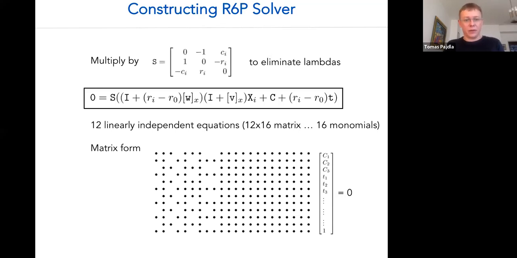So we have 12 linearly independent equations, which can be written in a matrix form. So we can put down on the right-hand side unknowns like C's, T's, actually W's, and also products of those elements. And into the matrix, we put the coefficients which multiply these monomials of unknowns. And by that, we will see that we have a 12 by 16 matrix, because there are some products of unknowns, like for instance, in this case, V and W, which will appear somewhere in this list. So we will have more monomials than only unknowns. So despite we are looking for W, V, C, and T, which is 12 unknowns, in this case, 3 times 4 is 12, we will see 4 additional monomials in this list, and therefore we will have a matrix which is 12 by 16.